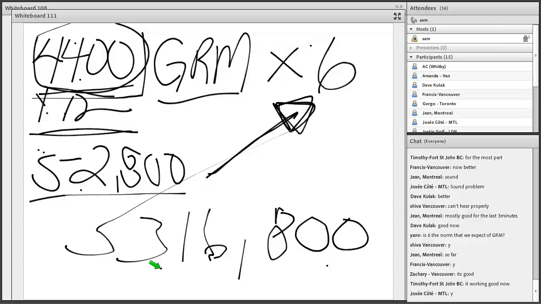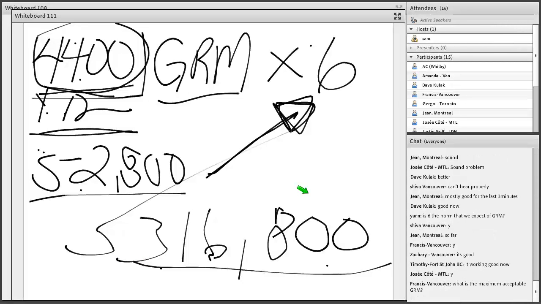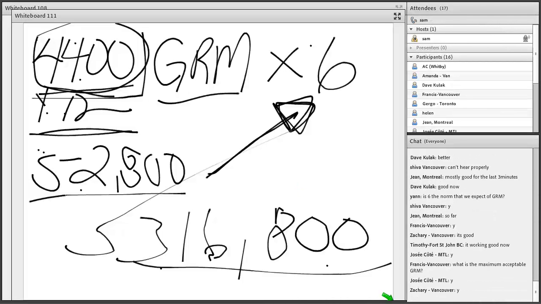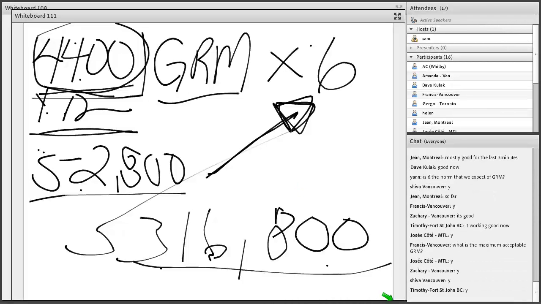Okay, so the 6 is the norm we expect for GRM. 6 is going to be a good deal for us. It's going to be considered a good deal. I want you to identify a good deal through GRM. So this is telling us that the property range, if we were looking for the 6 GRM, that would be the price we'd be looking for, 316. Does everybody see that?